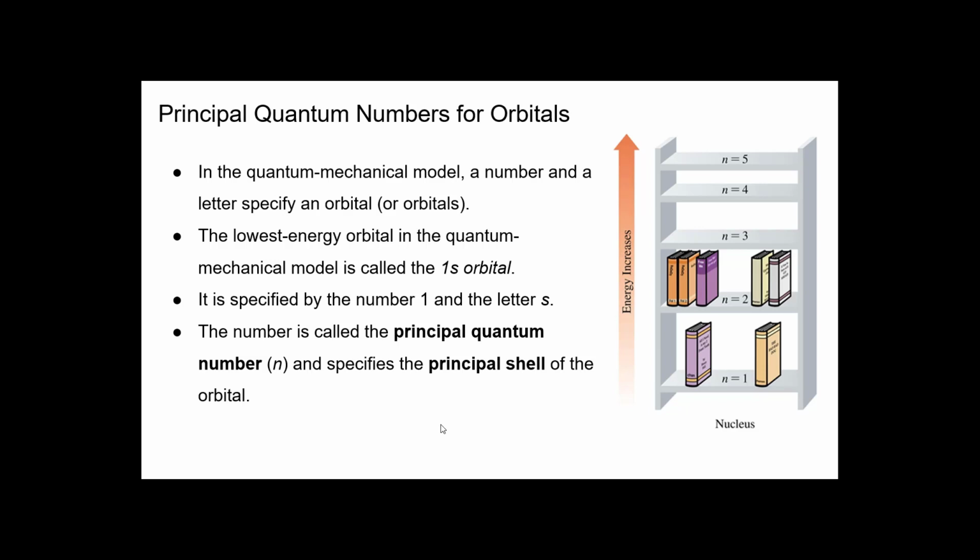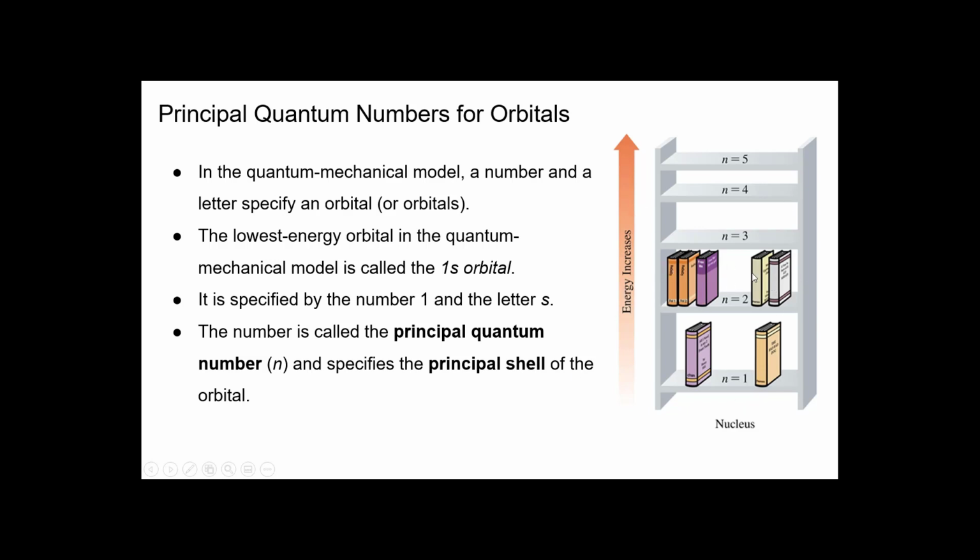And if I wanted to say this person's in this room, I could say, oh, they're in 1s. Okay, so you're on the first level, and you're in one of the bedrooms that's labeled s. That's where I can find you. So that's what this means. The principal quantum number is just the shelf itself. So this is n equals 1, principal quantum number 1. This is principal quantum number 2.